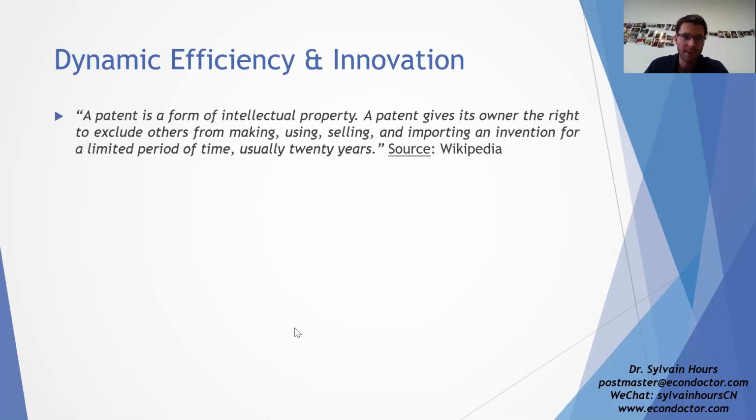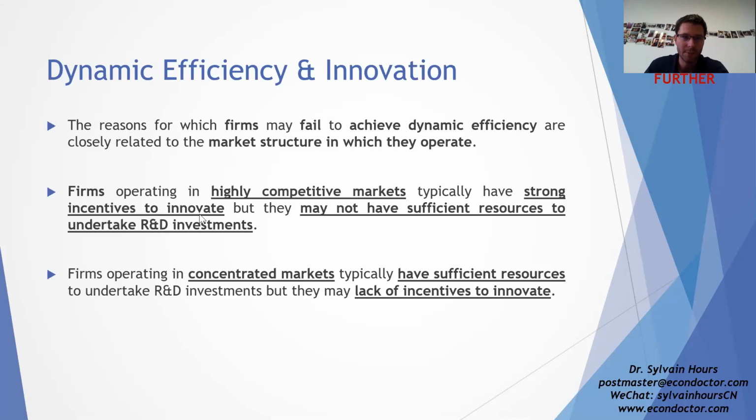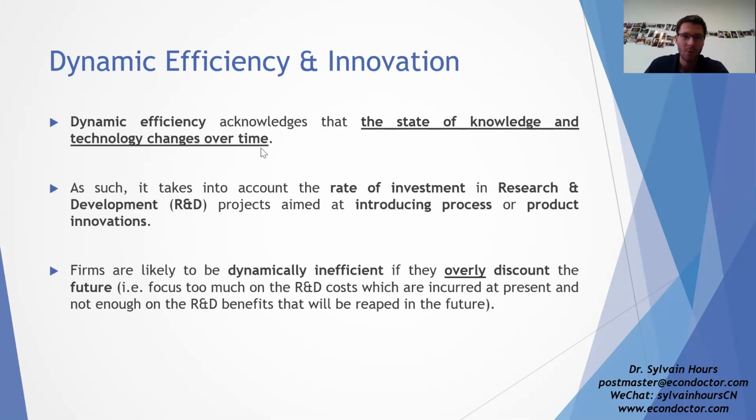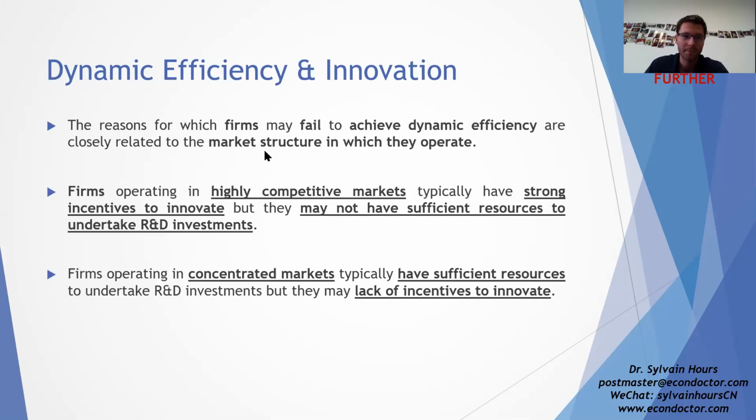So you can have a look at these PPTs, these two slides about the relation. Actually, no, there's just one. Firms operating in highly competitive markets typically have strong incentives to innovate, but they may not have sufficient resources to undertake R&D investments. Firms operating in concentrated markets, monopolists or even oligopolists, typically have sufficient resources to undertake R&D investment, but they may lack the incentives to innovate.